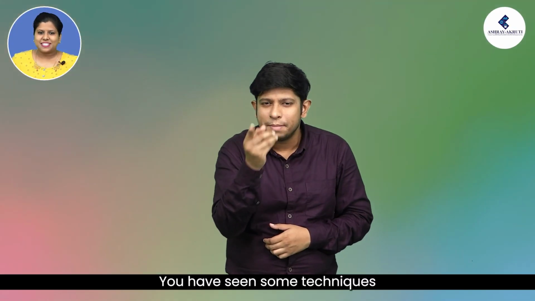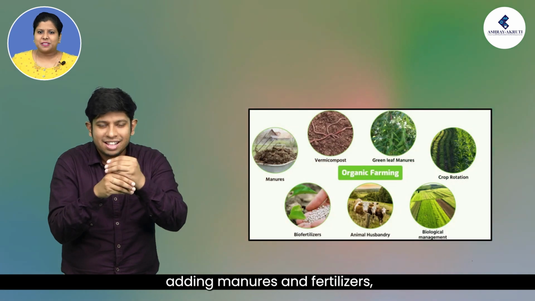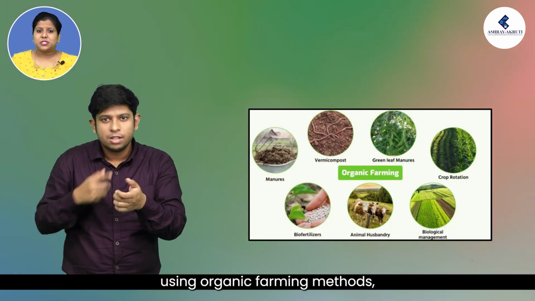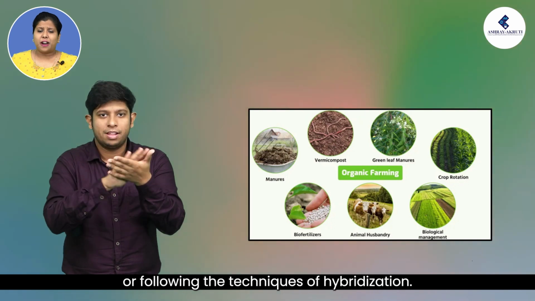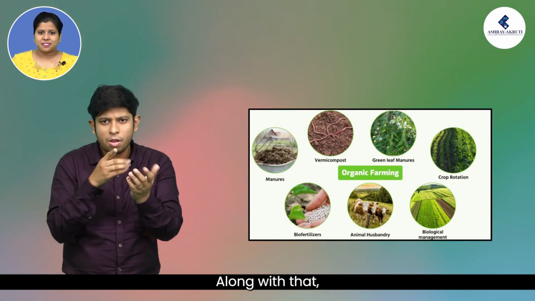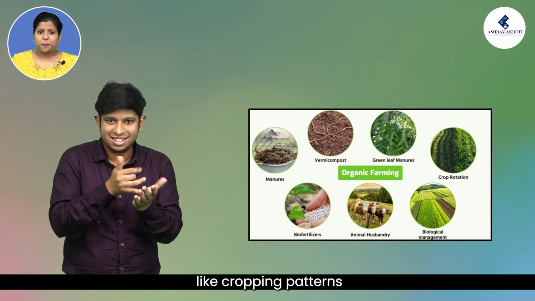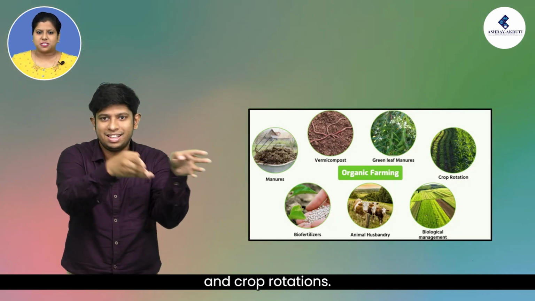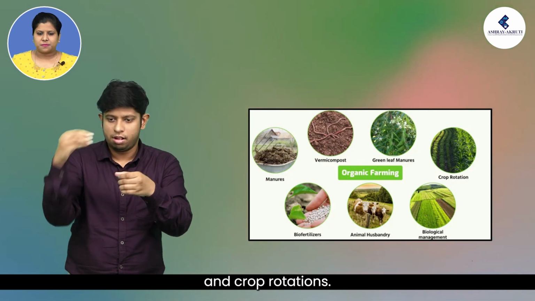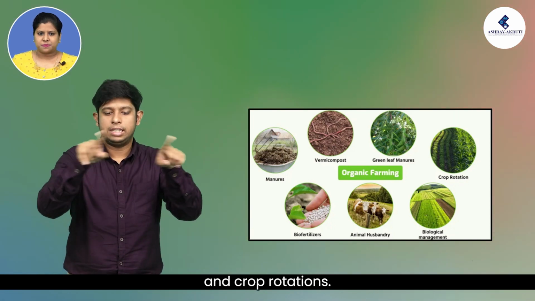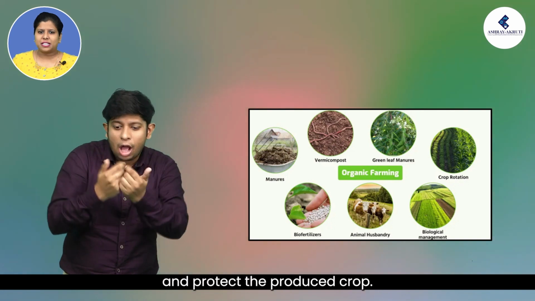Students, you have seen some techniques to improve your crop production, like adding manures and fertilizers, using organic farming methods, or following the techniques of hybridization. Along with that, some more important techniques are there, like cropping patterns and crop rotations. And finally, we see how to manage and protect the produced crop.